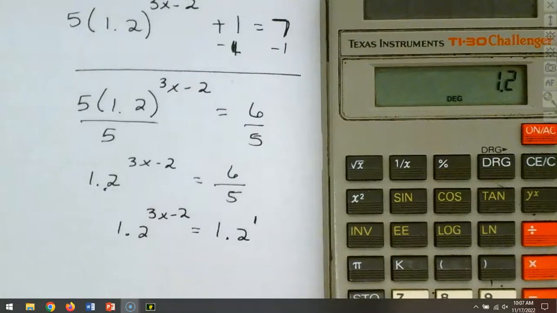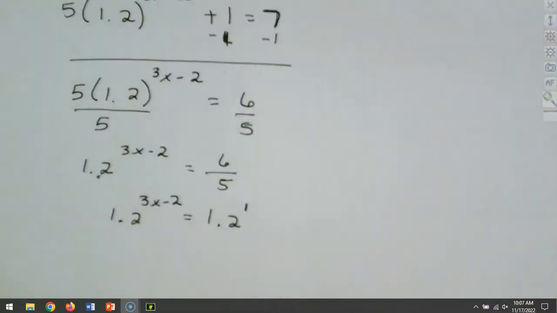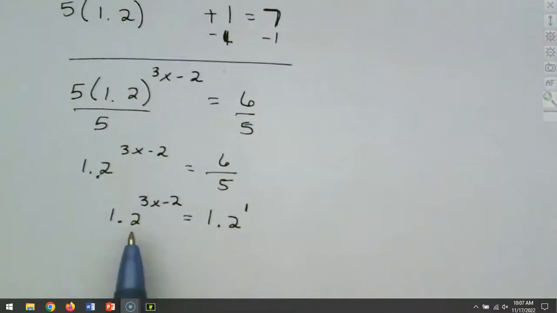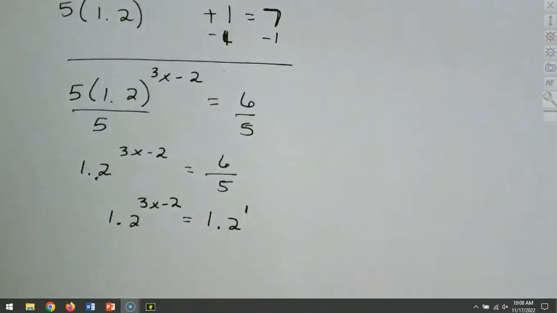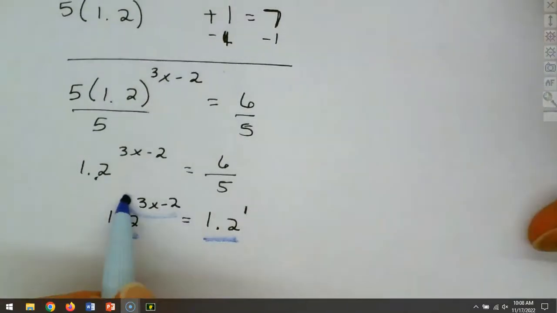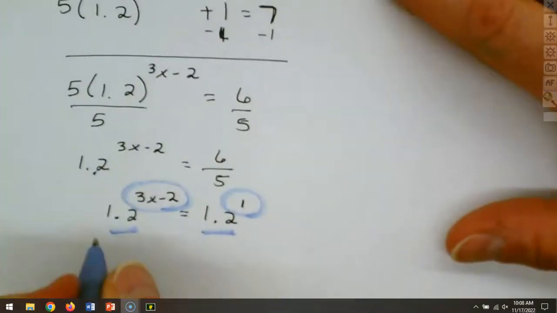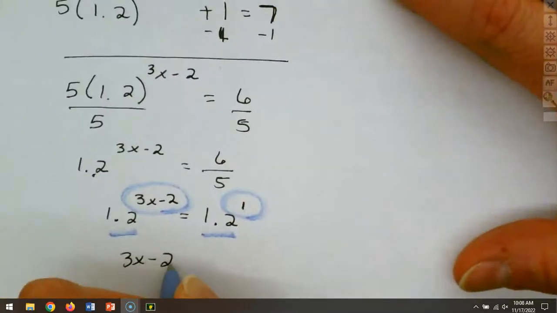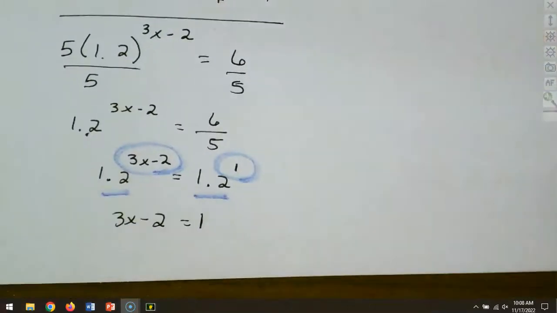And what do we know? We've kind of looked at these before, back in 4.2, when we talked about exponentials. If the bases are the same, then what else must be the same? Then the exponents must be the same. So these bases are the same. And if these bases right here are the same, then this must equal that. So now we have 3x minus 2 equals 1. And that's something that we can quickly and easily solve.